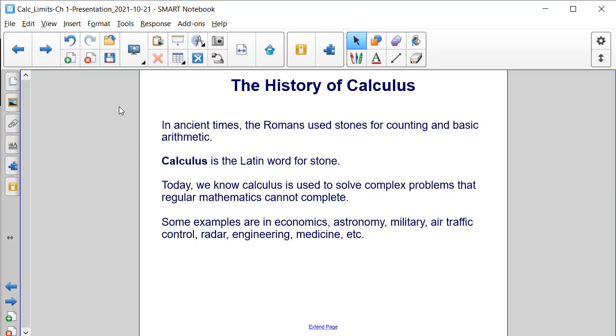In ancient times, the Romans used stones for counting and basic arithmetic. Calculus is the Latin word for stone. Today, we know calculus is used to solve complex problems that regular mathematics cannot complete. Some examples are found in economics, astronomy, the military, air traffic control, radar, engineering, and medicine, just to name a few.